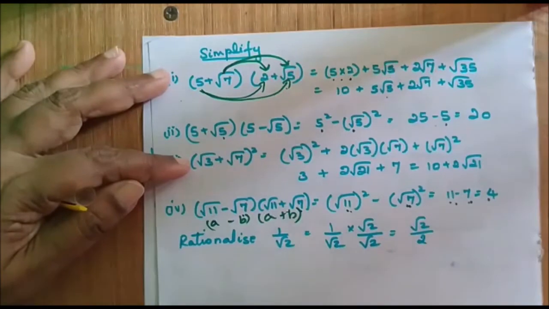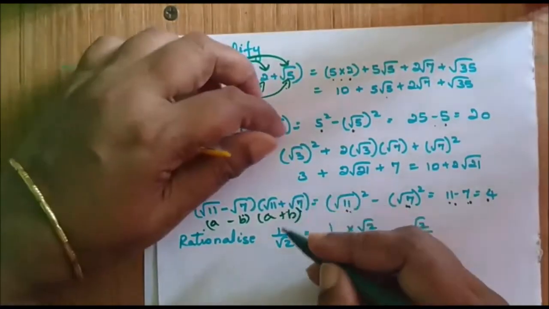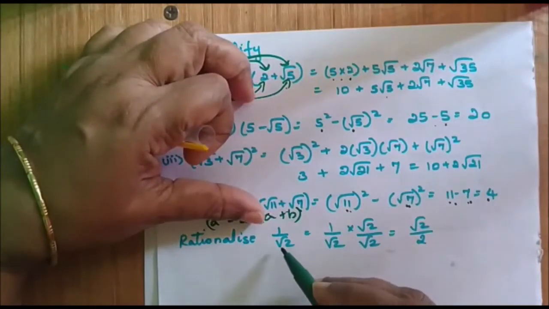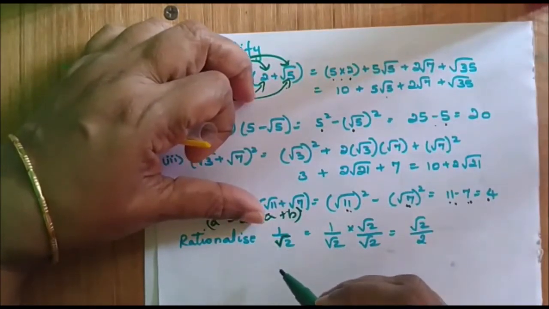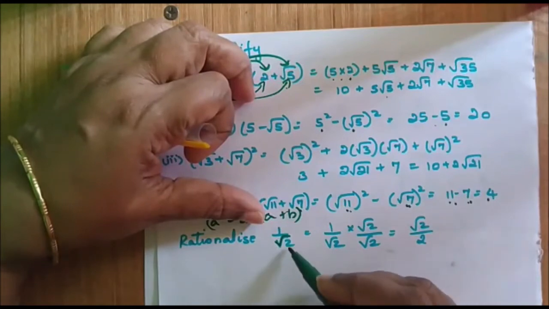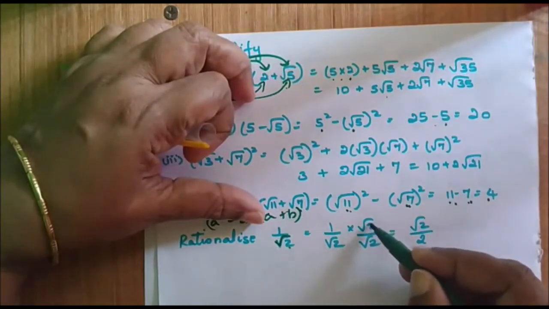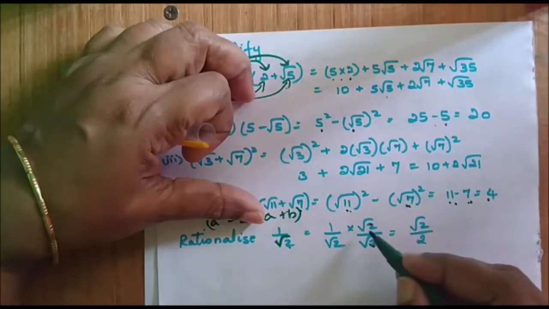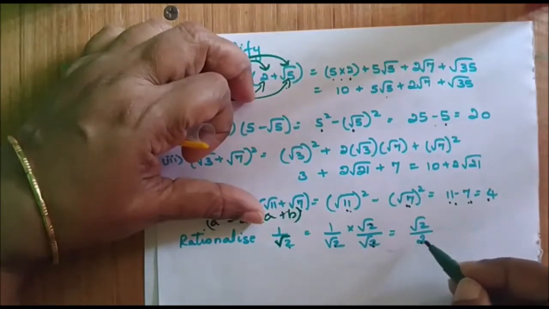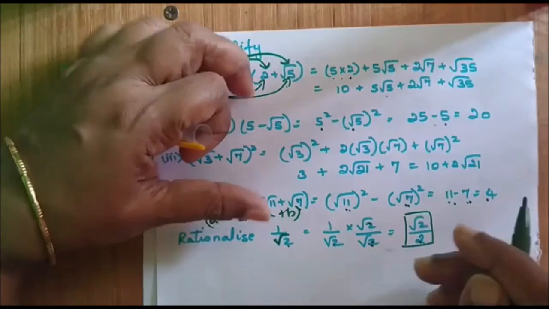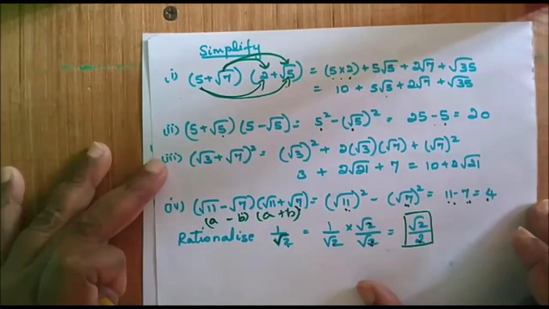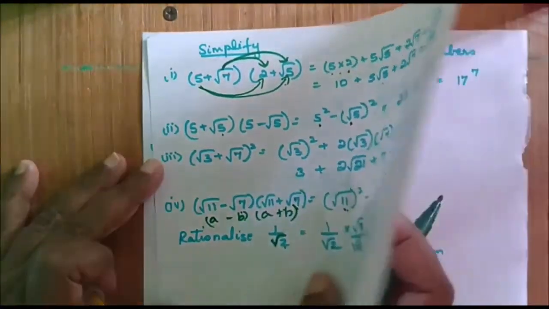Okay. Now we have been asked to rationalize 1 by root 2. What is the meaning of rationalize? We should not have a square root in the denominator. How do I remove the square root? I can multiply by root 2 on the numerator and the denominator at the same time. I will get root 2 by root 2 into root 2, which is 2. I hope you get it. So this is the answer. Whenever you are asked to rationalize, you should remove the root sign from the denominator.